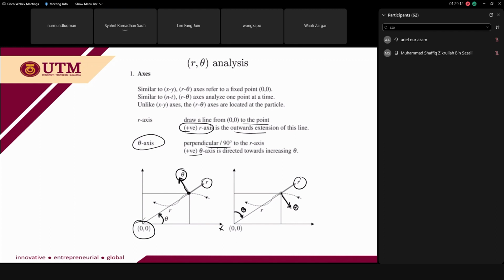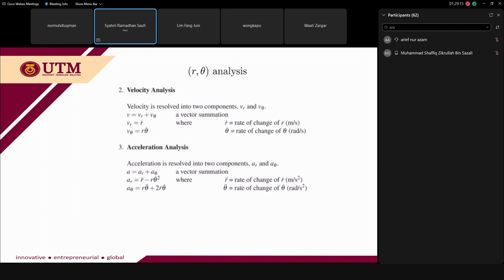For the equations, you have two equations that come from velocity and acceleration. For velocity, you have Vr plus V theta. Please remember this is a vector summation, so you need to use V equal to the square root of Vr squared plus V theta squared. Then Vr is equal to R dot and V theta is equal to R theta dot. R dot means the rate of change of R.